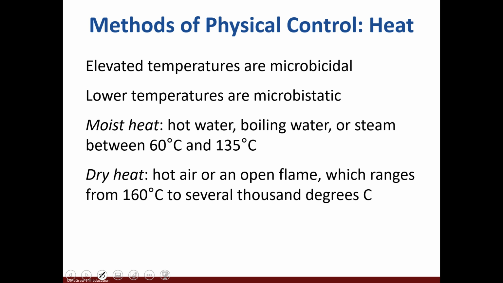Heat is a physical method of control. High temperatures above the maximum growth temperature have a microbicidal effect and kill microbes. Lower temperatures slow the growth of an organism. Moist heat occurs in hot water, boiling water, and steam. Dry heat involves hot air or an open flame.